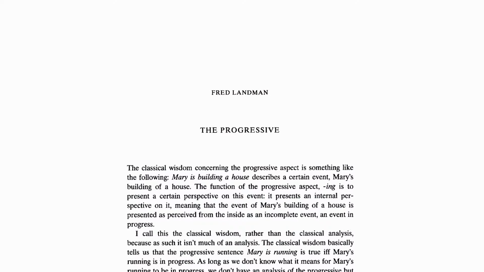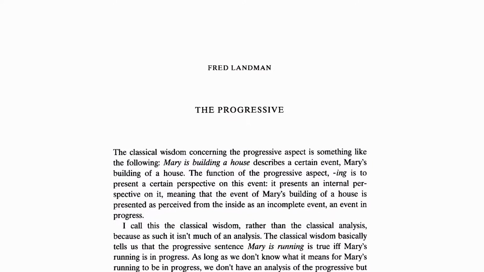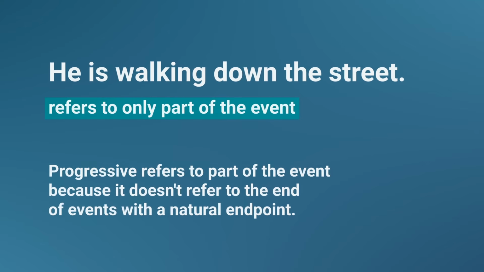Semanticists like Fred Landman have essentially defined the progressive as referring to a non-maximal stage of an event, though the progressive has received various treatments. However, all consider it to be temporal and to essentially disallow reference to the end of an event. So a sentence like "He is walking down the street" does not cast the event before our eyes. It is simply referring to part of the entire walking down the street event.